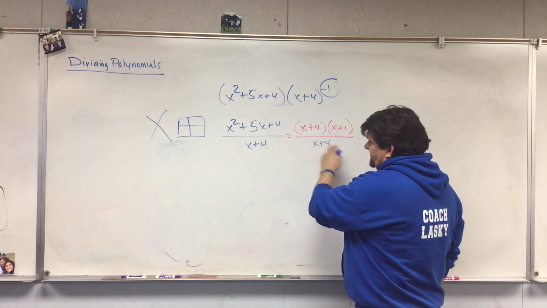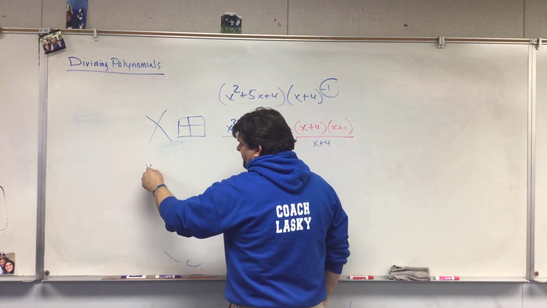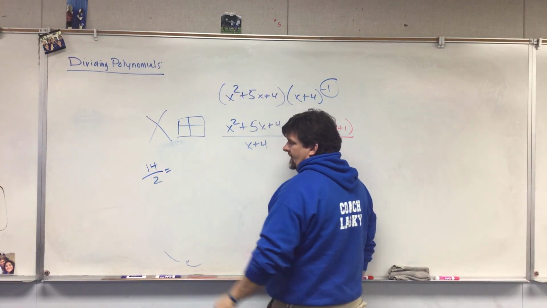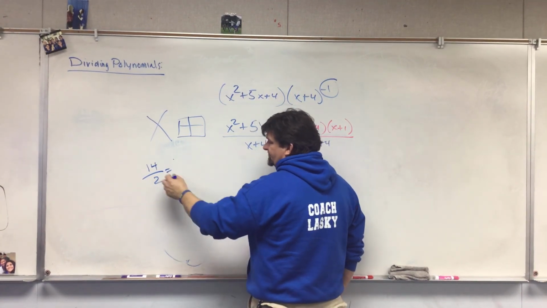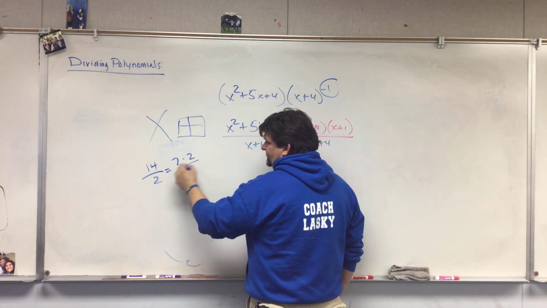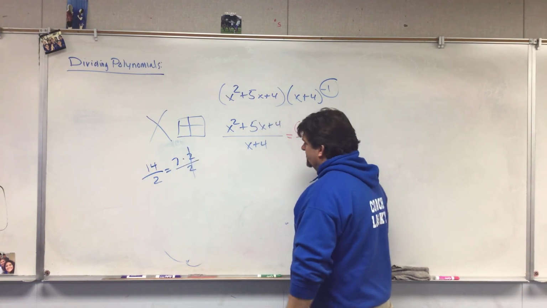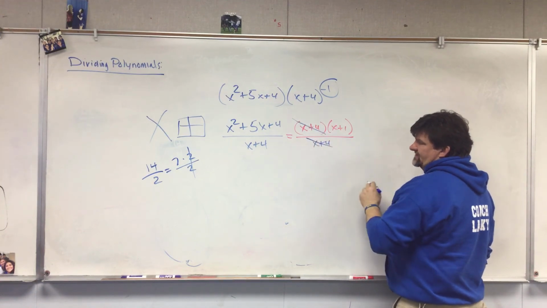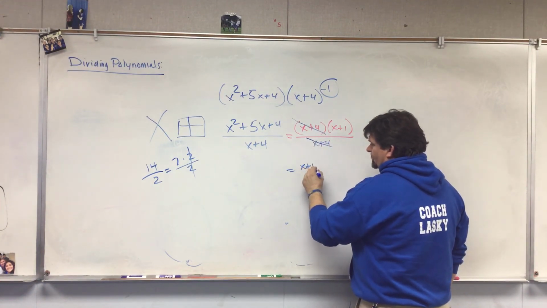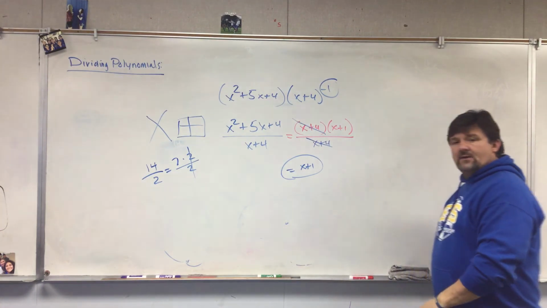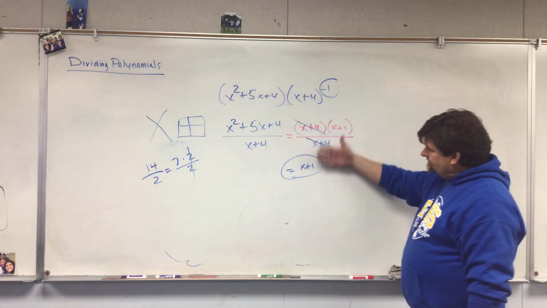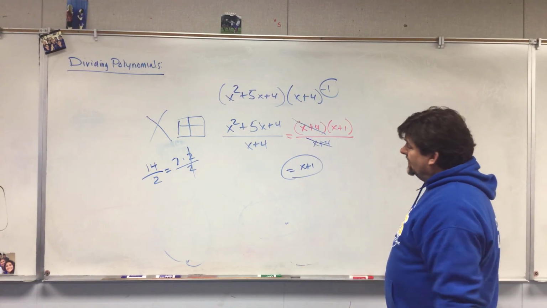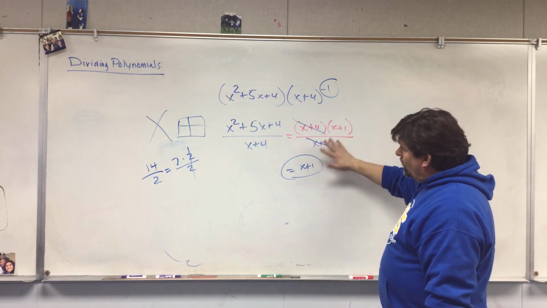So why did I do that? Remember what I did earlier, 14 over 2. I split it up into 7 times 2 over 2, and those canceled. Look what happens here. X plus 4 cancels with x plus 4, and I get x plus 1. Kind of cool. So it works out pretty good. Now, that's one way to look at it.